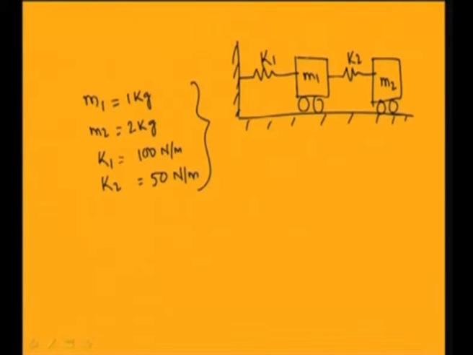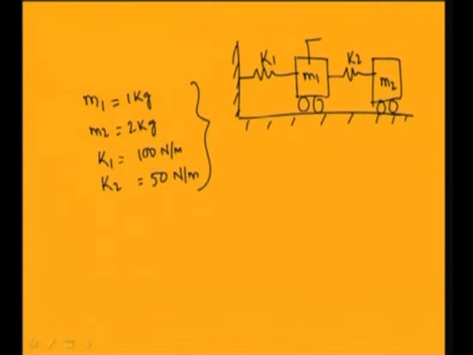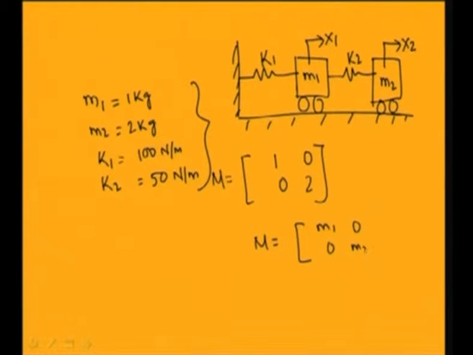You know before, principal coordinates are those coordinates which will yield both the mass matrix and the stiffness matrix uncoupled. Let us first take the generalized coordinate system: this is x1 and this is x2. The mass matrix M is equal to M1 0 0 M2. By substituting the values, the mass matrix equals 1 0 0 2. To find the stiffness matrix I can use many different methods.